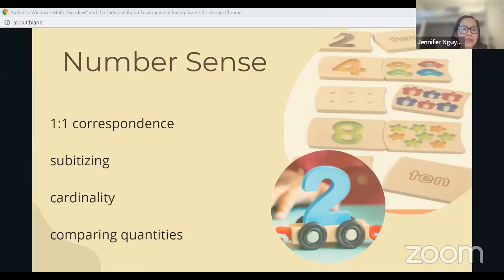All right, review. The whole point of the math big ideas, math concepts we talked about today is to deepen the children's understanding of number sense. And ways we can do that is one-to-one correspondence, subitizing, cardinality, and comparing quantities. These are the foundational basic math skills that will be the foundation for all math abilities to come.